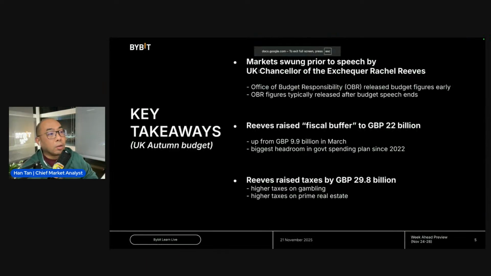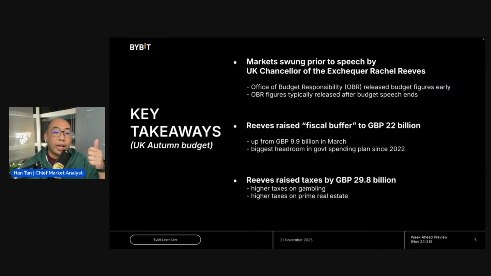So here's what I mentioned earlier, and I showed you earlier on the 15 minutes chart. Markets were swinging even prior to the speech, because the OBR had accidentally released the budget figures early. Go figure, because normally we wouldn't even be seeing those numbers until after the speech ends, or just about when the speech ends. So some key takeaways just from those numbers.